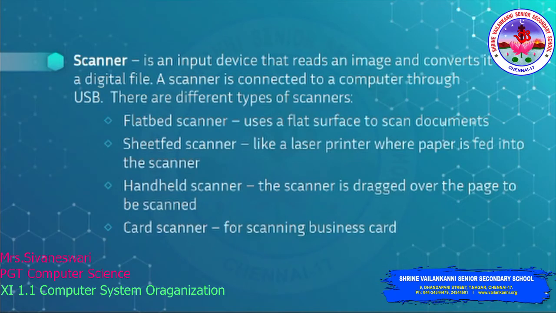Scanner. It's an input device that reads an image and converts it into a digital file. A scanner is connected to the computer through USB. There are different types of scanners: flatbed scanner, sheet-fed scanner, handheld scanner, and card scanner. Flatbed scanner uses a flat surface to scan documents. Sheet-fed scanner is like a laser printer where paper is fed into the scanner. Handheld scanner, the scanner is dragged over the page to be scanned. Card scanner is for scanning business cards.